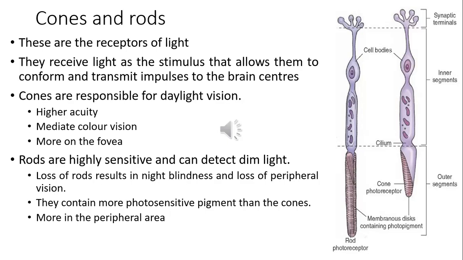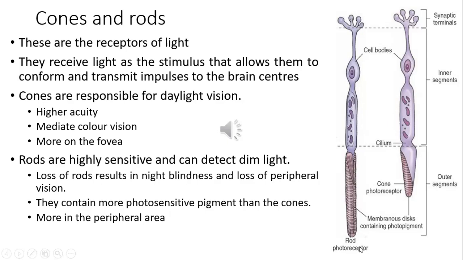So rods are highly sensitive and can detect dim light. Loss of rods results in night blindness and loss of peripheral vision, meaning it's difficult for you to see at night because they are most effective at night. They need only fewer photons, like 1 photon of light can stimulate a rod cell, okay? And peripheral vision means side vision. They contain more photosensitive pigment than the cones, so more in the peripheral area. We said the cones are more concentrated on the fovea centralis, while the rods are found scattered around the retina.